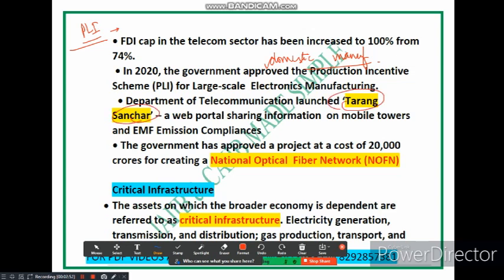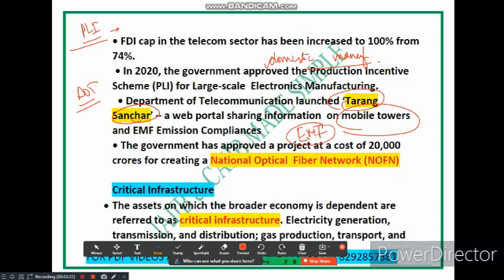Now let's see the next part, Tarang Sanchar. The Department of Telecommunications, in short DOT, has introduced a web portal known as Tarang Sanchar. This portal serves as a platform to provide information and ensures compliance with the regulations related to mobile towers and electromagnetic field emission. So this portal shares details about the location of mobile towers, the companies operating them, and also the level of EMF emission.